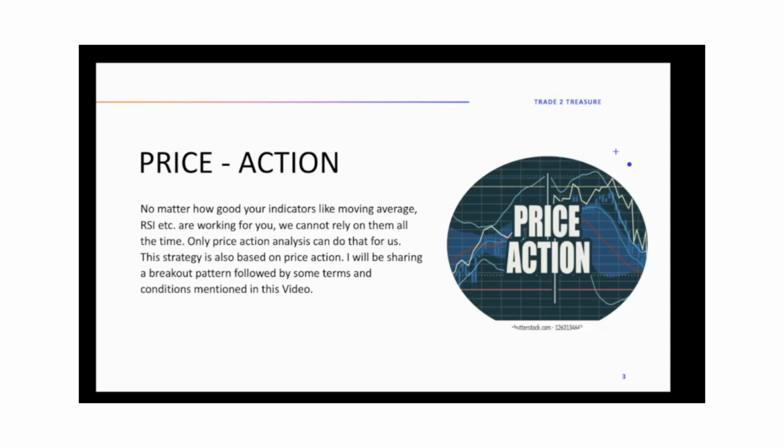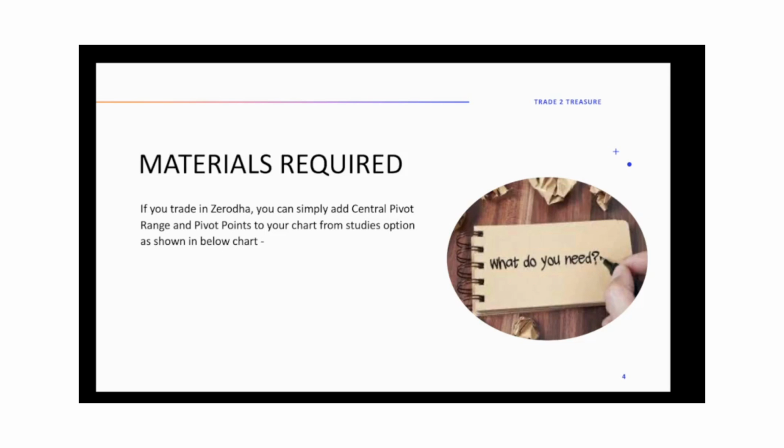So we'll start with price action. No matter how good your indicators like moving average, RSI, Bollinger Band, etc. are working for you, we cannot rely on them all the time. Only price action analysis can do that for us. The strategy is also based on price action. I'll be sharing a breakout pattern followed by some terms and conditions mentioned in this video.